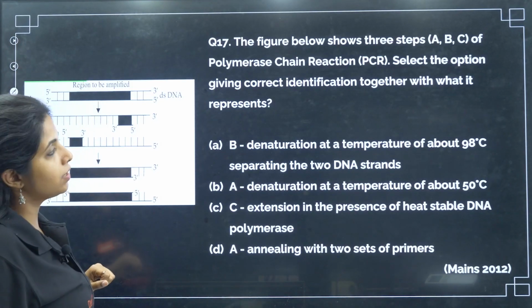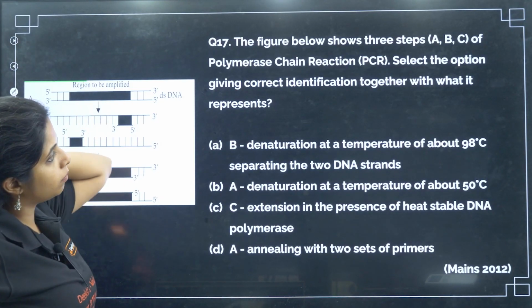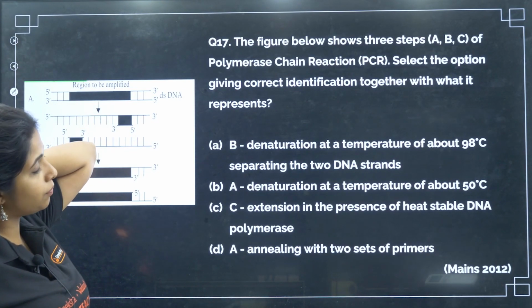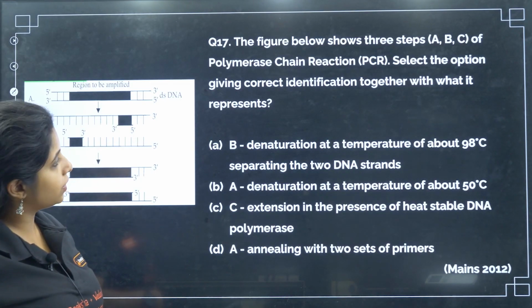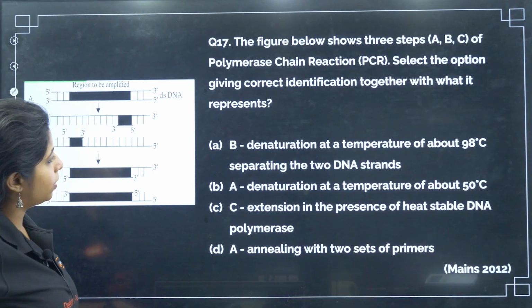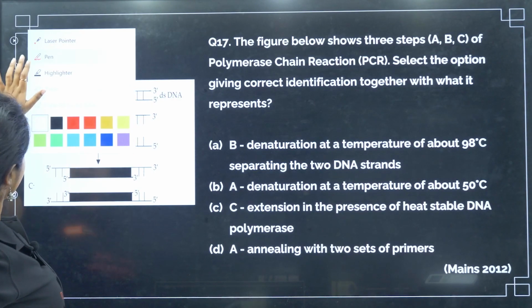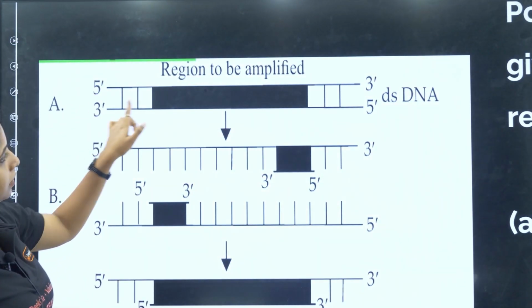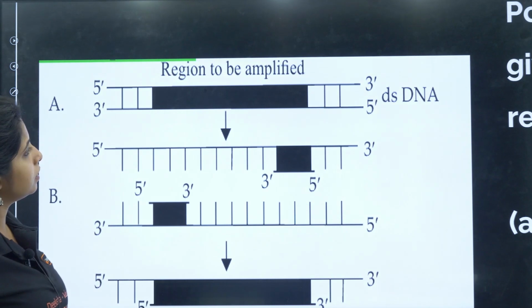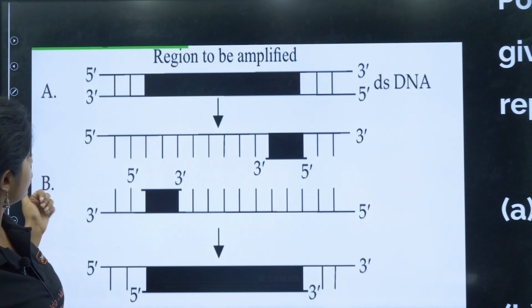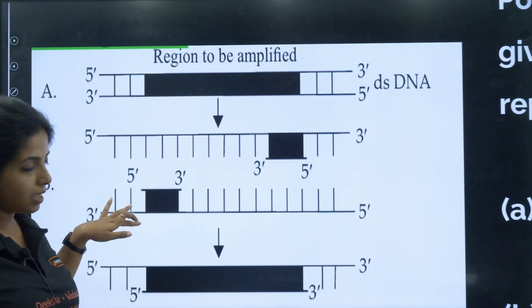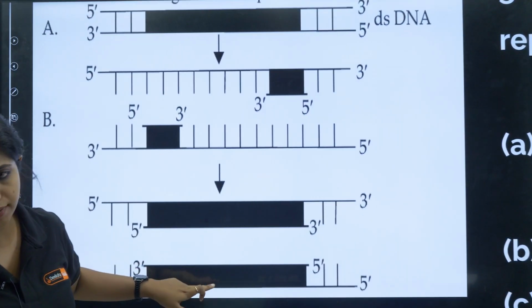Now the 17th question. The figure given below shows 3 steps A, B, C of the polymerase chain reaction. Select the option giving correct identification together with what it represents. A should be denaturation, B should be annealing, and C should be elongation.